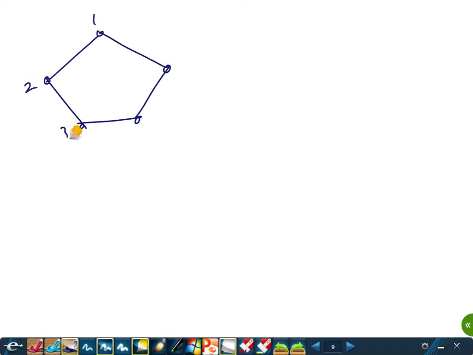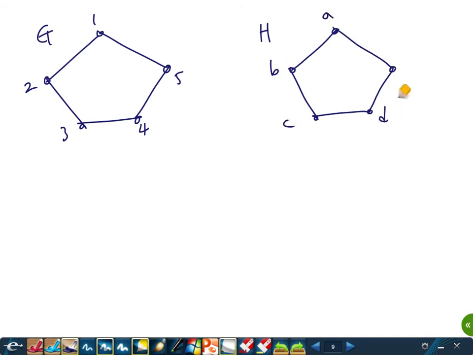1, 2, 3, 4, 5. So you have the same graph G. Now let's say H is now this: A, B, C, D, E. So here I use numbers 1, 2, 3, 4, 5. Here I use alphabet A, B, C, D, E. Are they the same graph or not?